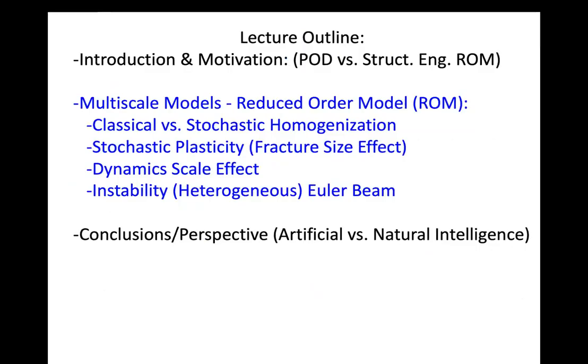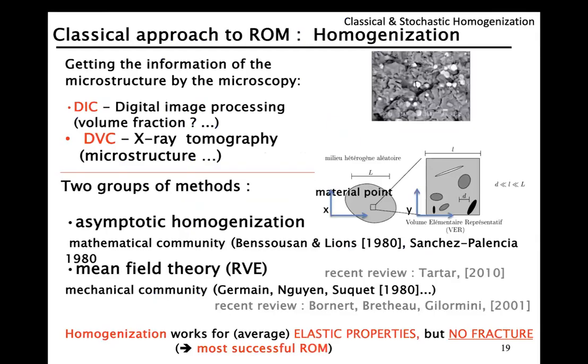So let me illustrate some of these things that are given in this book that had to deal with the classical stochastic homogenization, stochastic plasticity, dynamics, scale effect, and then instability of a heterogeneous solid beam. So what people do when they do homogenization, they first start by observing microstructure. Today, this is done either by digital image correlation, the way you glue, let's say, a film on top of your microstructure, which is then deforming along with the structure.